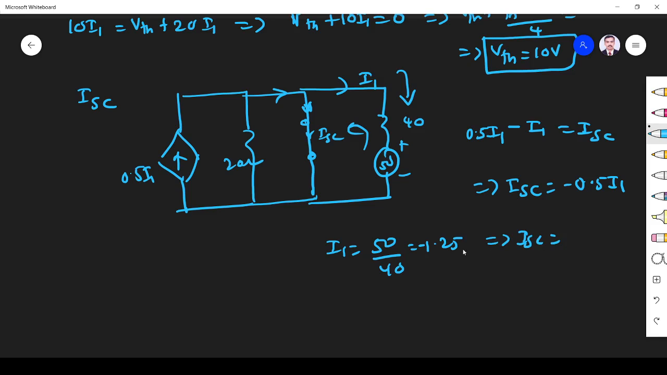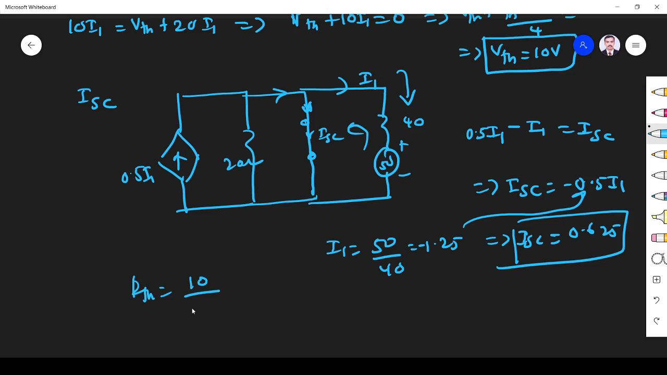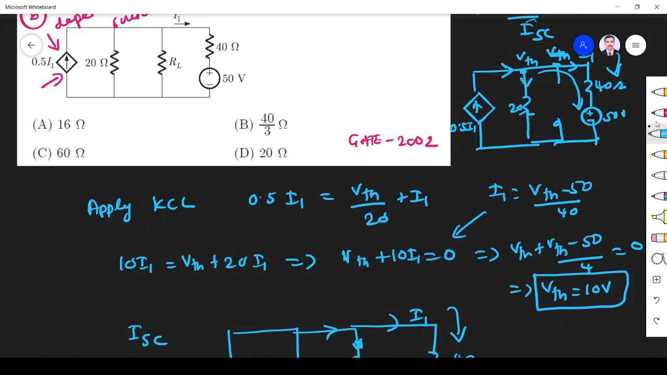Substituting I1 here, ISC is 0.625. So we got ISC and V Thevenin. So R Thevenin is equal to 10 divided by 0.625, which is nothing but 16 ohm, and that is equal to R load. So the answer is 16 ohm.